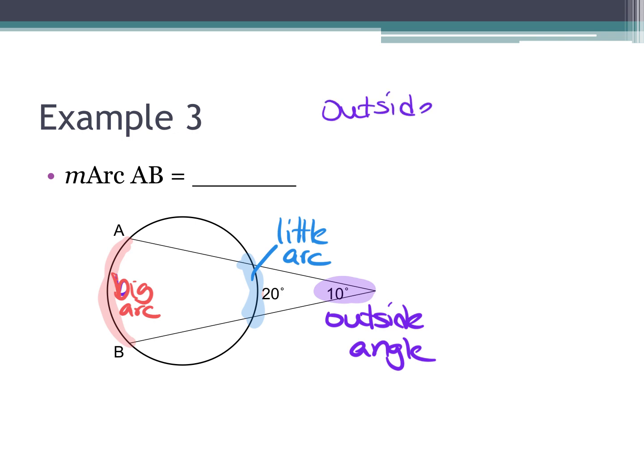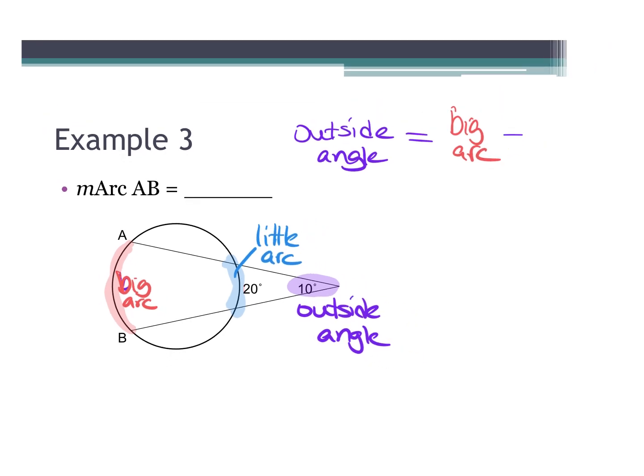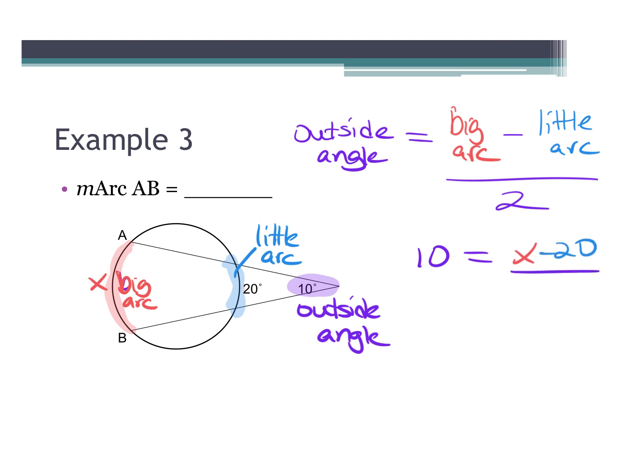Outside angle is equal to big arc minus little arc, divided by 2. So let's fill in our numbers. We know the outside angle, it's 10 degrees. My big arc is what I'm looking for, so I'm going to call this X. Little arc, I know, it's 20. And then again, the formula is times a half or divide by 2.